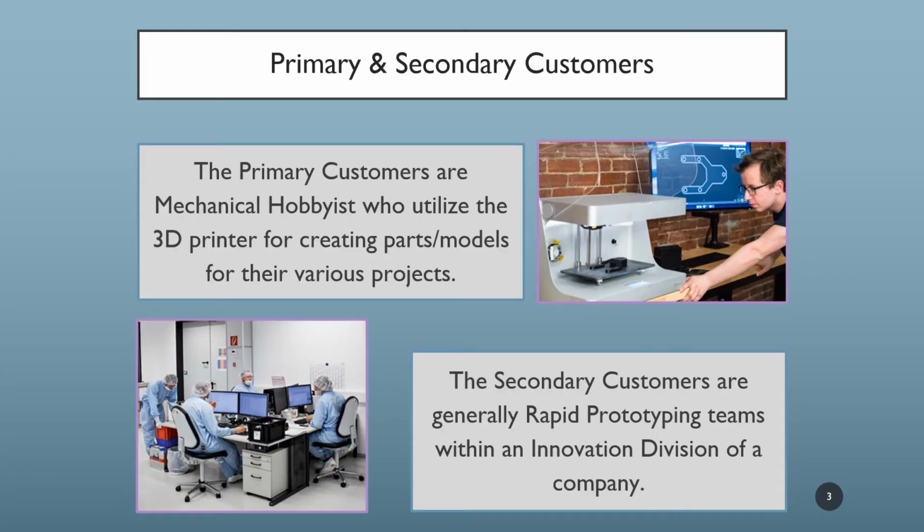The primary customer is mechanical hobbyists who utilize the 3D printer for creating parts or models for their various projects, where 52,800 units are used. The customer is concerned with a lower cost option while achieving quality products. The secondary customer is generally rapid prototyping teams within an innovation division of a company, where 13,200 units are used. This customer is concerned with high precision and isn't worried about cost.